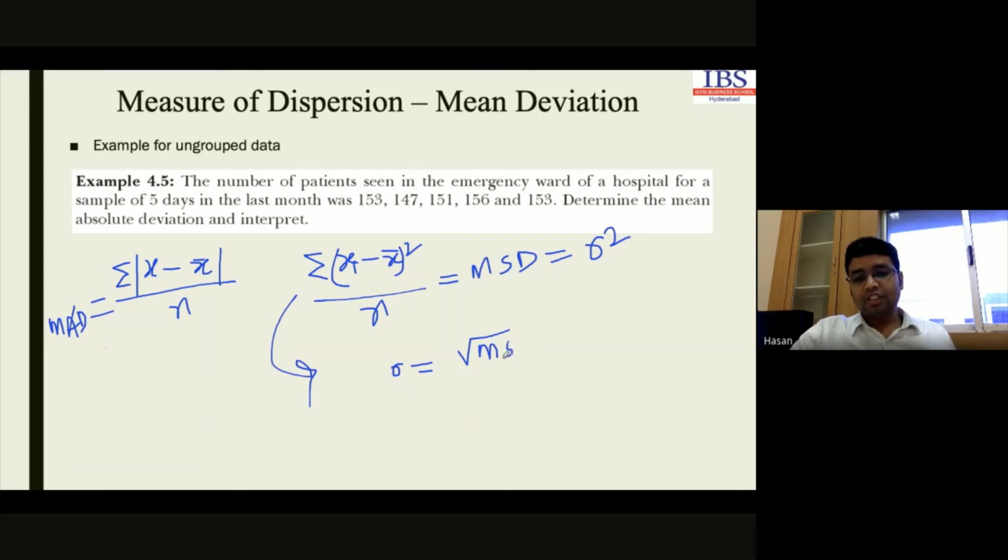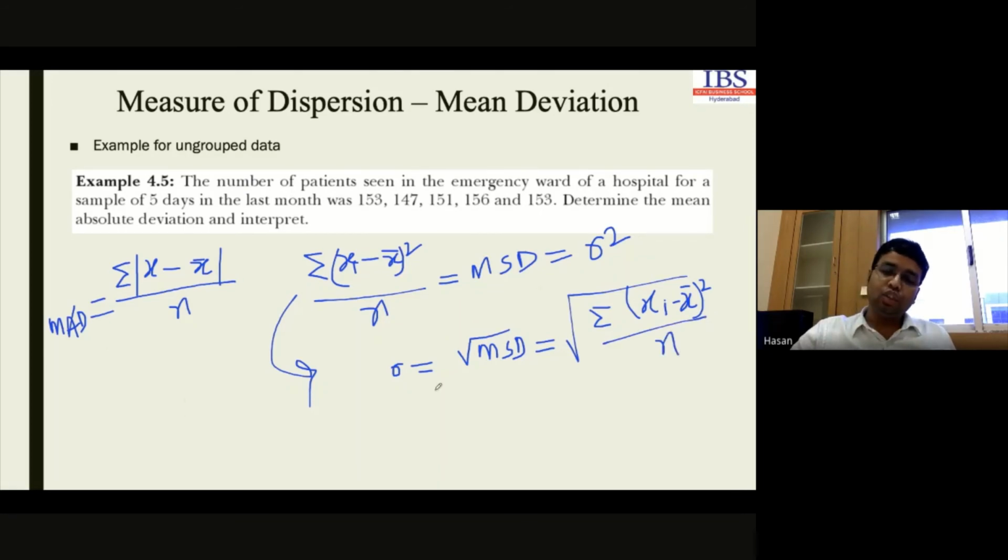Okay, square root of mean squared deviation. That means this is summation of xi minus x bar, okay, xi minus x bar, this is square, divided by n. This is known as root mean square deviation. Otherwise, it is standard deviation. So if our data is in this form, in ungrouped form, then we have this situation.